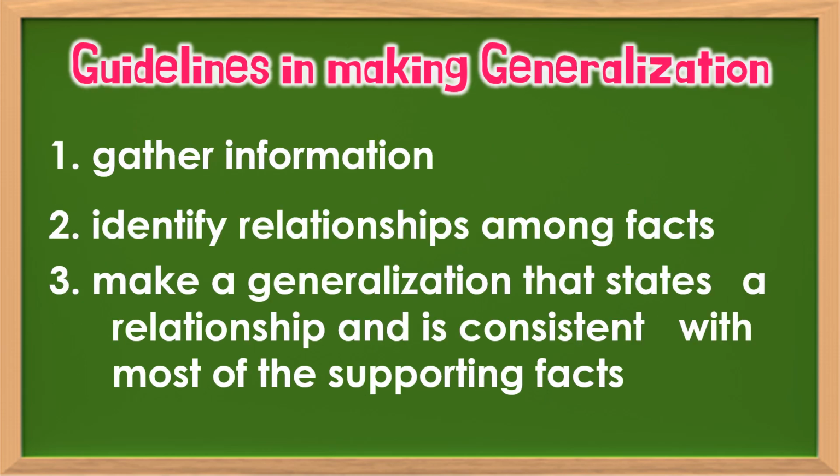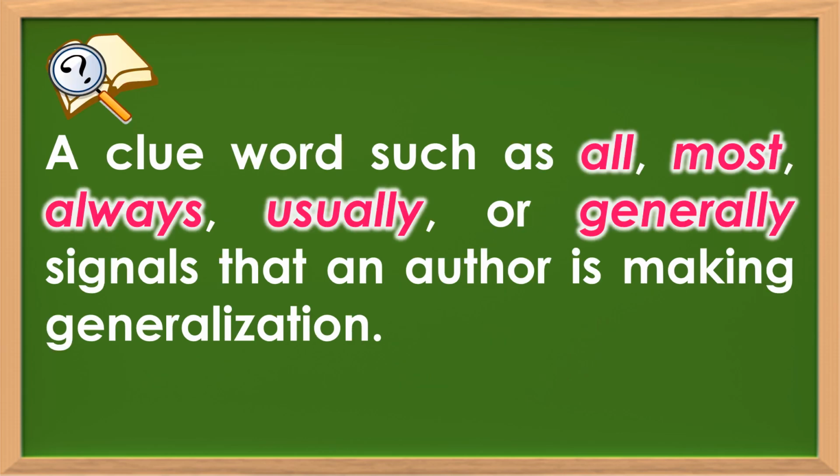In making generalizations, we may use the following guidelines. Number 1, gather information. Number 2, identify relationships among facts. Number 3, make a generalization that states a relationship and is consistent with most of the supporting facts. A clue word such as all, most, always, usually, or generally signals that an author is making a generalization.